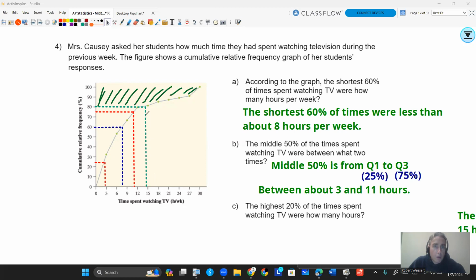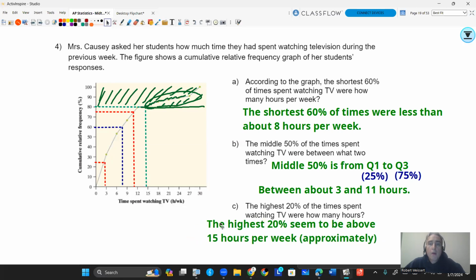Okay, so these numbers are going to all fall in this highest 20 percentile. So anything from like 14 and a half or 15 all the way until when it cuts off at 30. This is what I wrote. I think I said 15, but if you say 14 or 14 and a half, that's okay. The highest 20% seem to be above 15 hours per week, approximately.